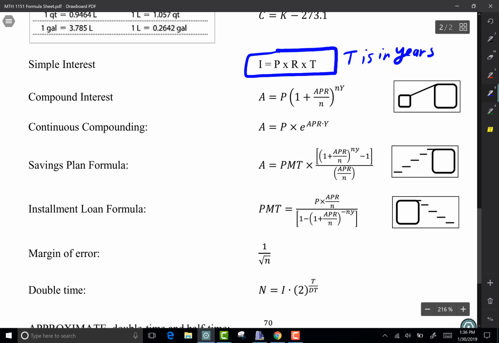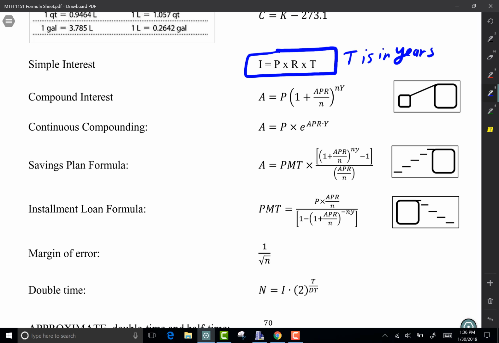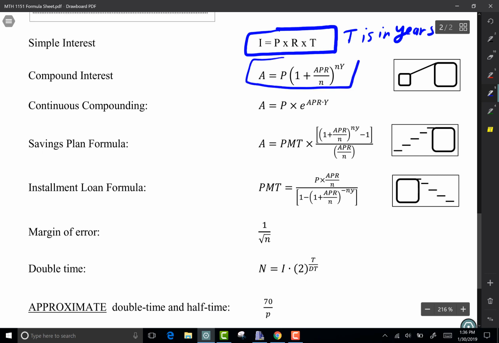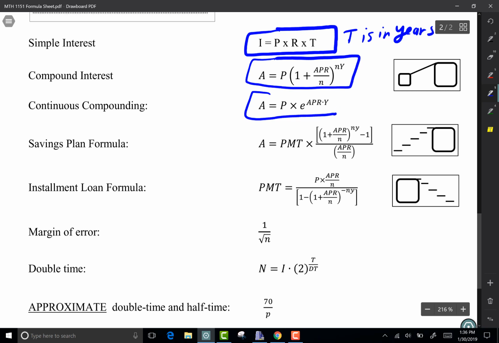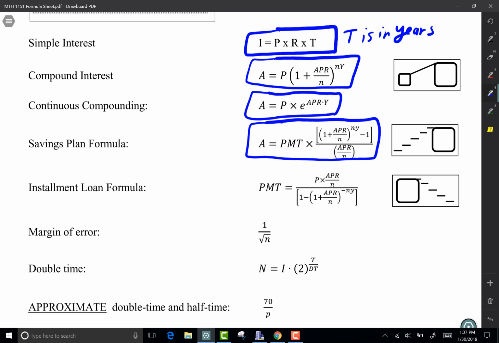And just a quick review, simple interest is when you only calculate the interest based on the principal alone. Then we talked about compound interest, and compound interest is when the interest is calculated based on the principal and previously accumulated interest. Then we talked about continuous compounding, that's this formula. And then we talked about if we're saving money and we want to build up a nest egg, we would use that formula there. So just a quick review of what these pictures mean.